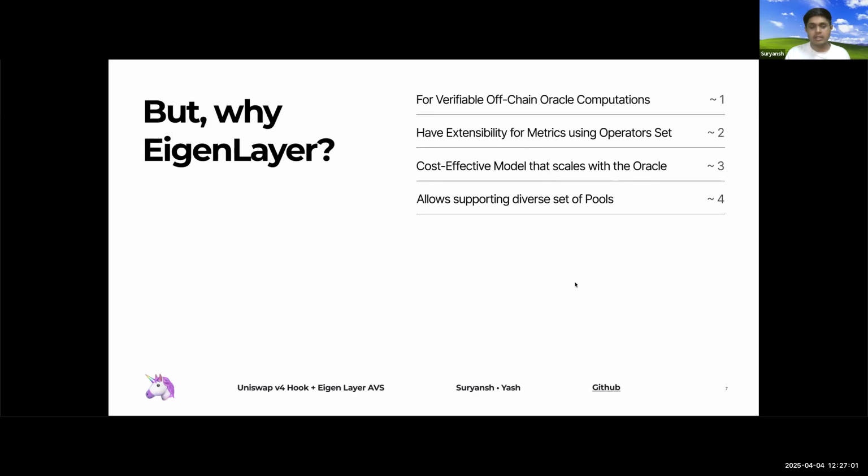We have three things that EigenLayer provides us the best. First, it provides us with verifiable off-chain computations, which is very crucial for an Oracle. It should be verifiable. It should have that security. Second, it should be very cost effective, because doing things like these mathematics equations that I just showed you on-chain is very costly. Third, it should be extensible and modular for our Oracle to support a lot of metrics going in the future.